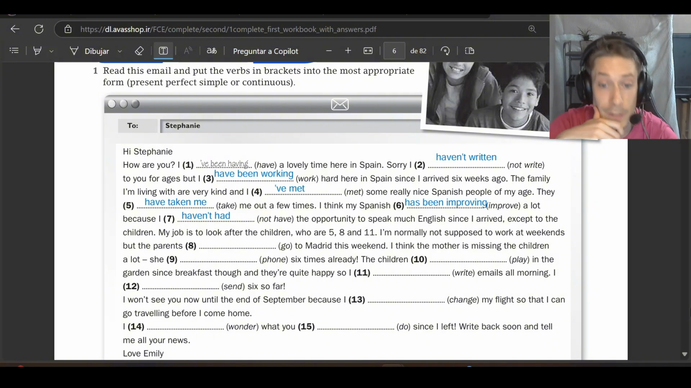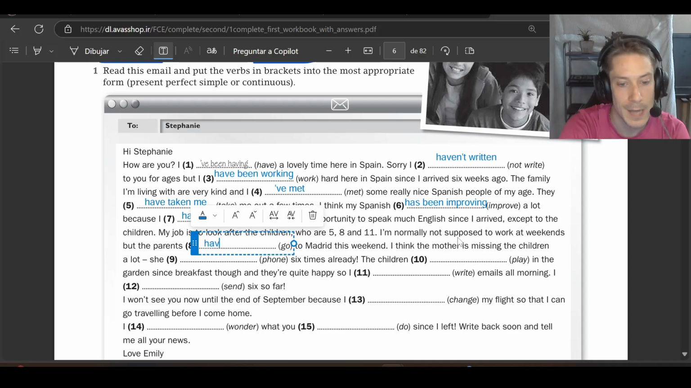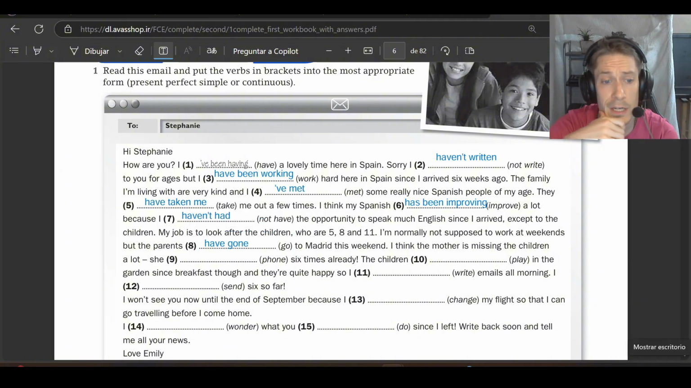My job is to look after the children who are 5, 8 and 11. I'm normally not supposed to work at weekends, but the parents have gone to Madrid this weekend. Are they still going on and still on the road forever? No, they went to Madrid already, so this is present perfect. They have gone. Important, this is a participle, a new word that you should learn.